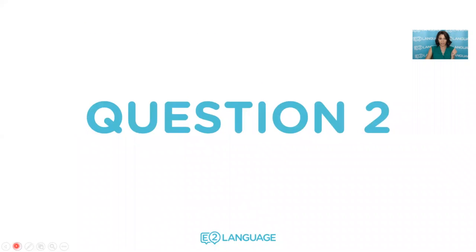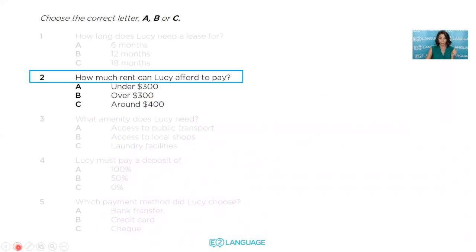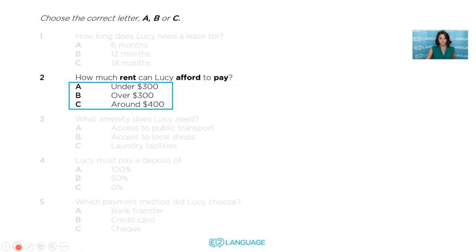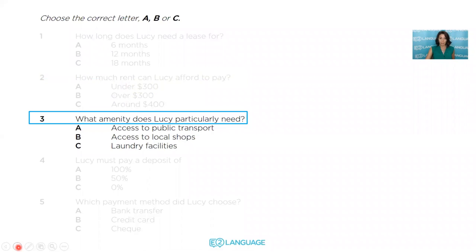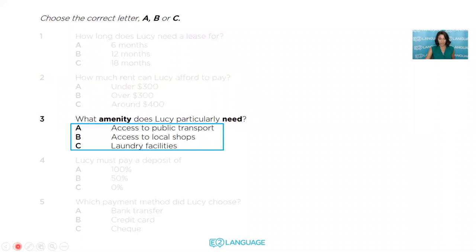Now let's repeat those steps for the remaining questions. So question 2, how much rent can Lucy afford to pay? And the key words here are rent, afford, and pay. And the answer options are under 300, over 300, or around 400. Question 3, what amenity does Lucy particularly need? And here we're looking at amenity and need. Access to public transport, access to local shops, or laundry facilities.